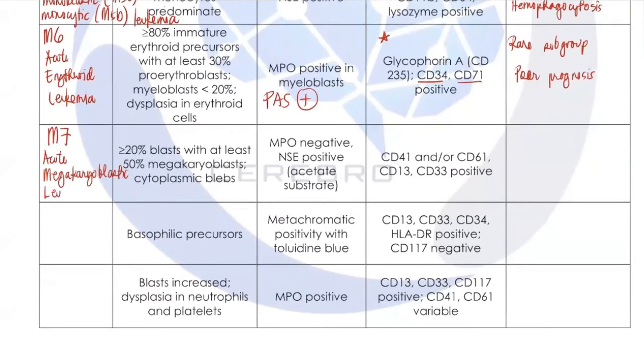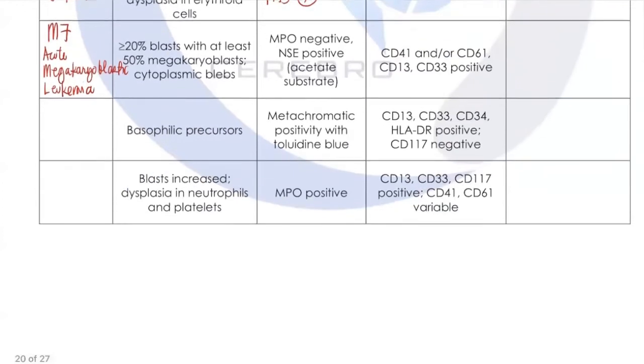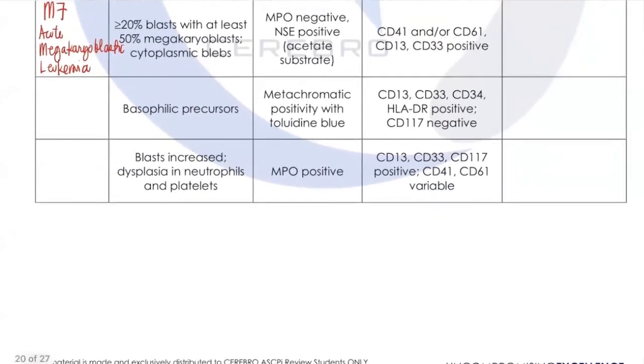Okay, acute megakaryoblastic leukemia. So MPO negative siya, NSE positive, but if we are using the acetate as the substrate only, no? So meron kasi tayong dalawang uri ng non-specific esterases. Okay, so we have the alpha naphthyl acetate and alpha naphthyl butyrate, no? So sulat ko dito, para may guide kayo.